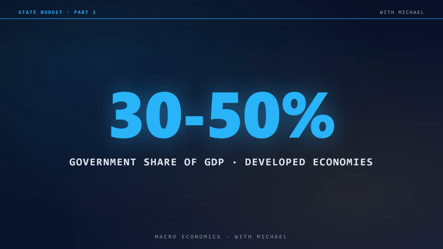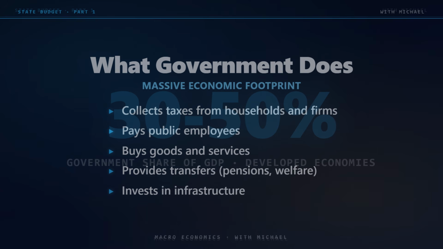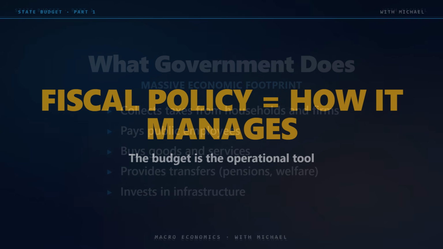In a typical developed economy, the government accounts for 30 to 50% of total economic activity. This scale gives the government enormous power. Its decisions affect inflation, employment, growth, distribution, and stability. How the government manages this power, how it spends, what it taxes, how it borrows, is the central question of fiscal policy. And the operational tool through which fiscal policy is conducted is the state budget. The state budget is where the entire fiscal apparatus comes together in a single document, voted on each year, scrutinized by every political faction, and watched by every market participant.